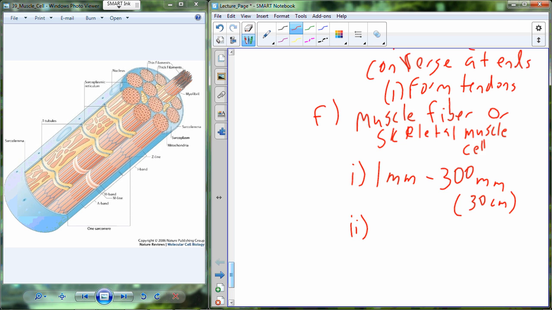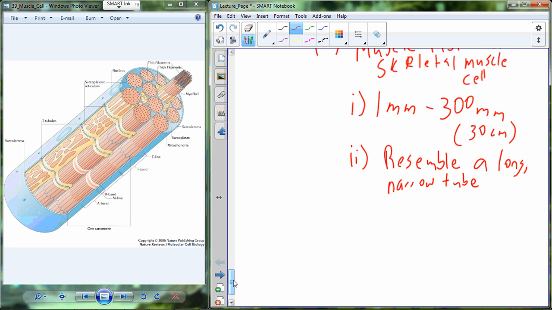The overall resemblance of a skeletal muscle cell is a long, narrow, tube-like structure. So it's very, very long. 30 centimeters is pretty long, but then it's going to be really, really narrow. So we're talking about a long, thin tube that is just chock full of stuff. Now, as I've already hit on, these skeletal muscle cells are multinucleated.